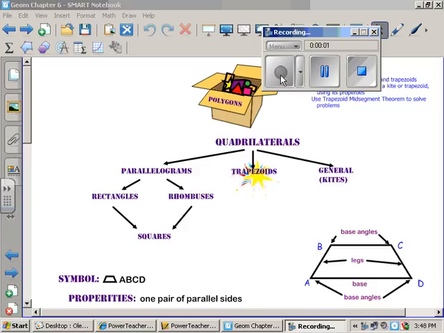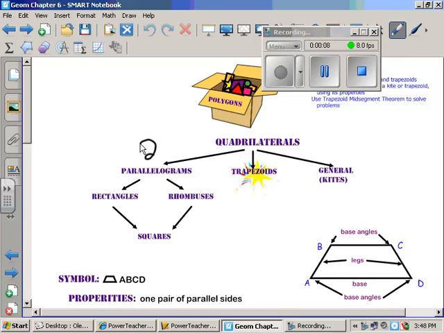Going to talk about trapezoids and kites. If you remember, parallelograms were everything that had two sets of parallel sides. Trapezoids have one set. Kites, or general quadrilaterals, have no parallel sides. Kites are just one specific kind of general quadrilateral, but anything with four sides can be a quadrilateral. It just so happens we're going to specifically talk about kites because they have some special characteristics.